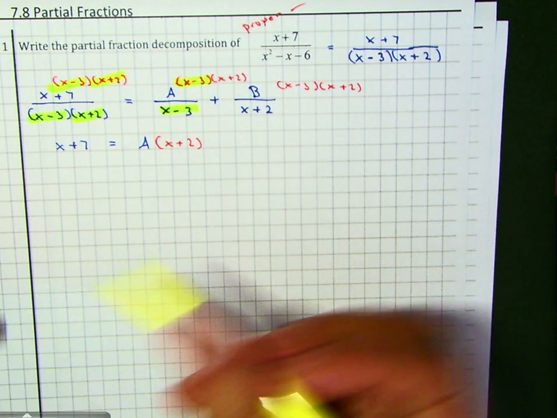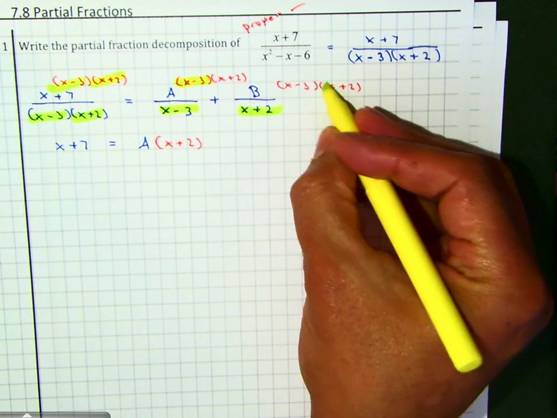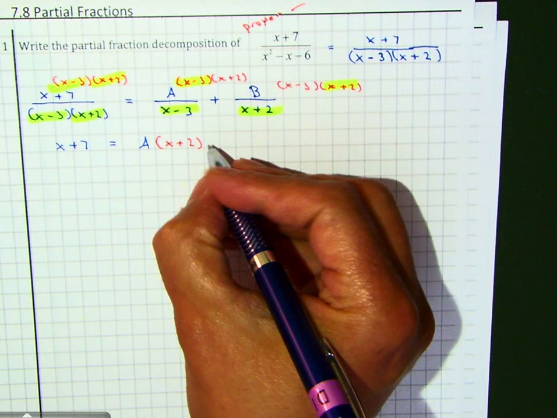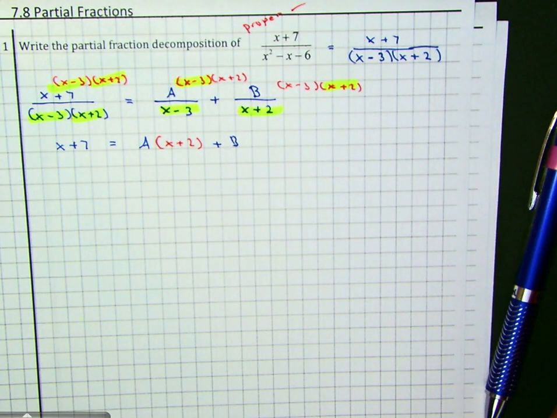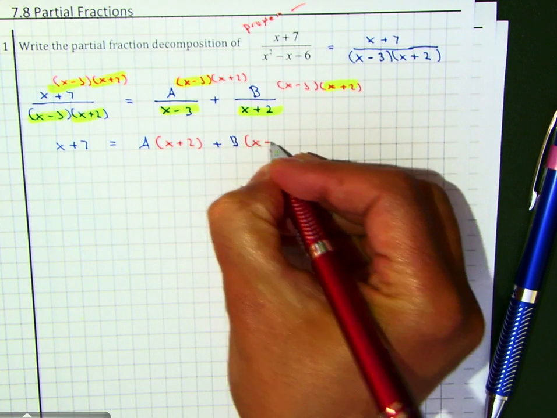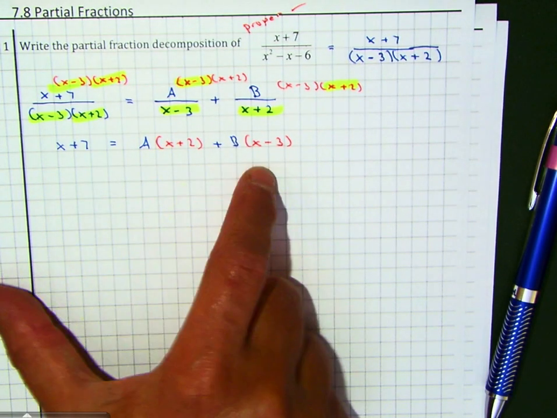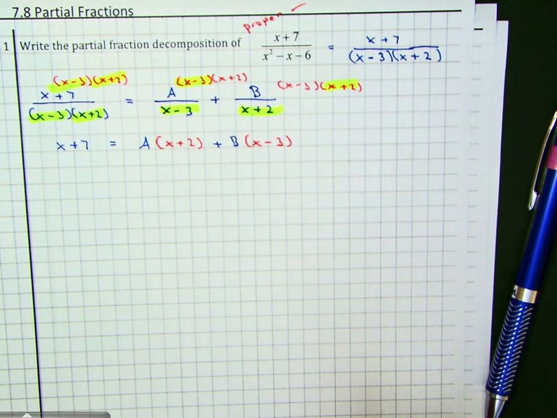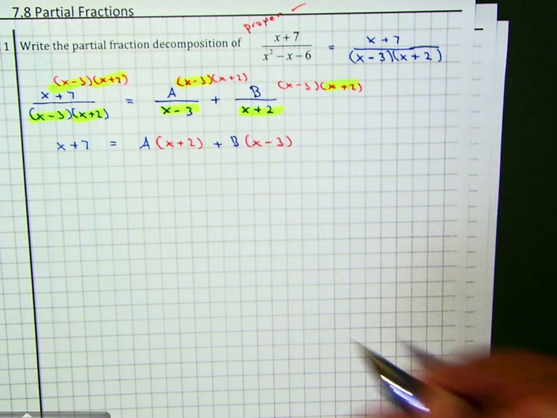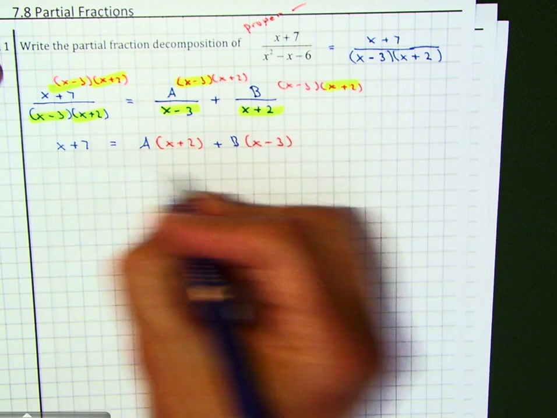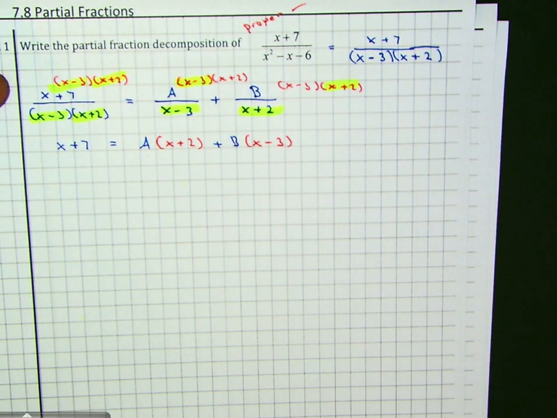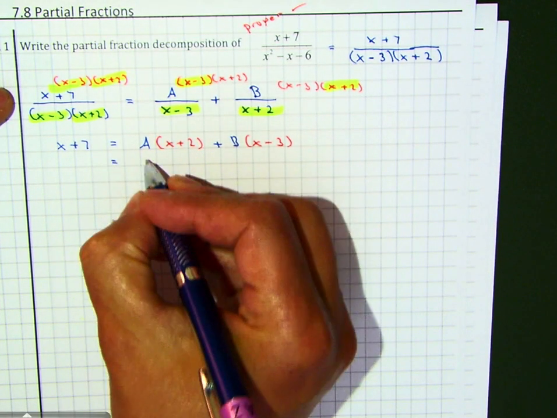On the next one, I'm going to cancel my x plus 2. And I have a plus b, x minus 3. And there's several ways to solve this problem. I'm going to keep it the same throughout. So I'm just going to simplify this expression. And this is something that sometimes appears on your SAT. So this should be helpful.